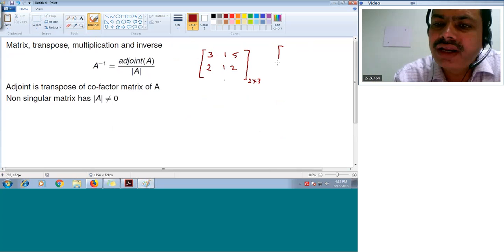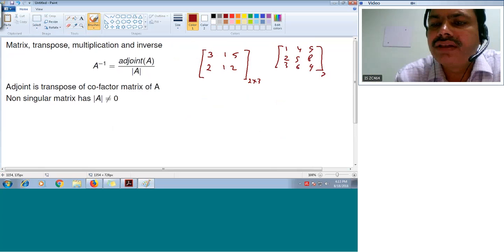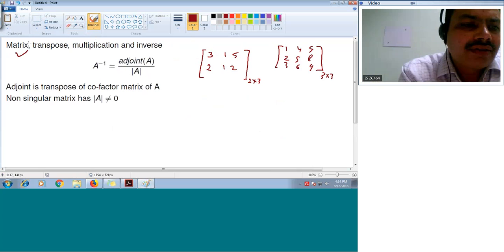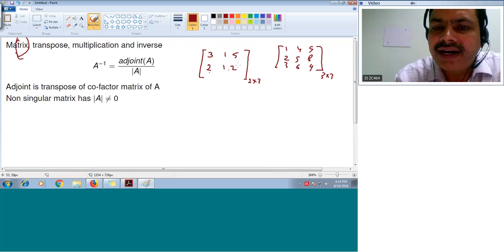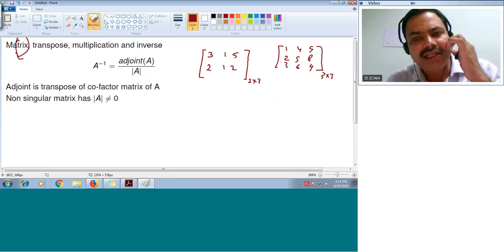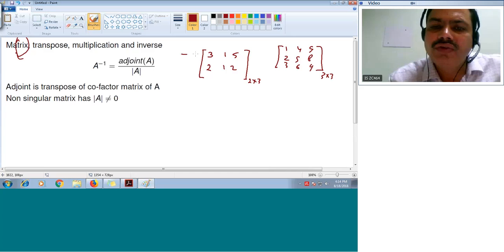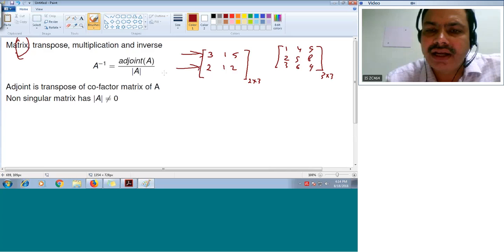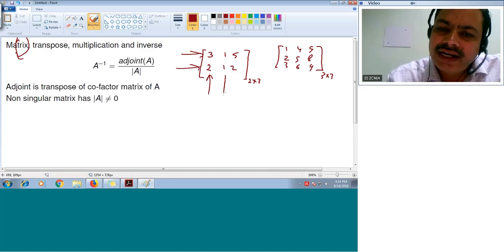Similarly, you can have a 3 cross 3 matrix: 1 2 3, 4 5 6, 9 8 9. So this is a 3 cross 3 matrix. So you know what a matrix is. A matrix is a very simple thing, nothing more to explain. If you write values in row and column format, then it is a matrix. Most of the time when we have data, every row represents a new data item. This is the first data item, this is the second data item, and every column represents an attribute: the first attribute, second attribute, third attribute.